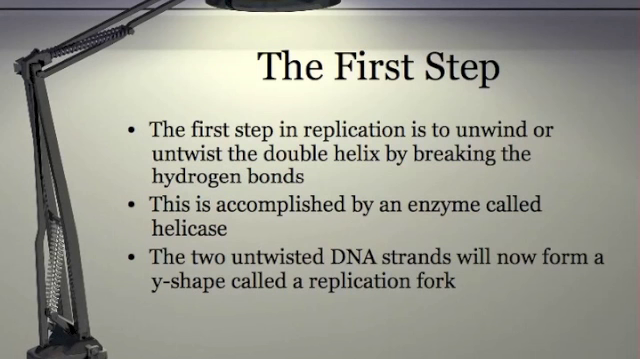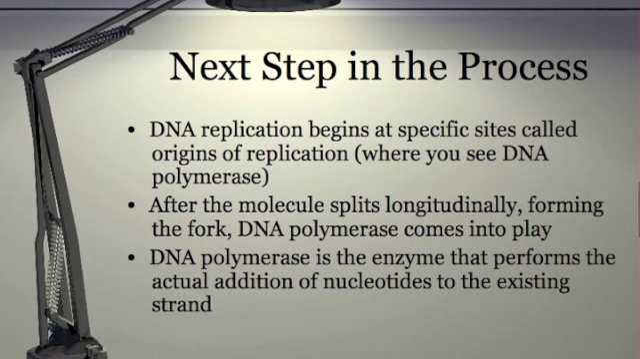The first step in replication is to unwind or untwist the double helix by breaking the hydrogen bonds. This is accomplished by an enzyme called helicase. The two untwisted DNA strands will now form a Y shape called a replication fork.